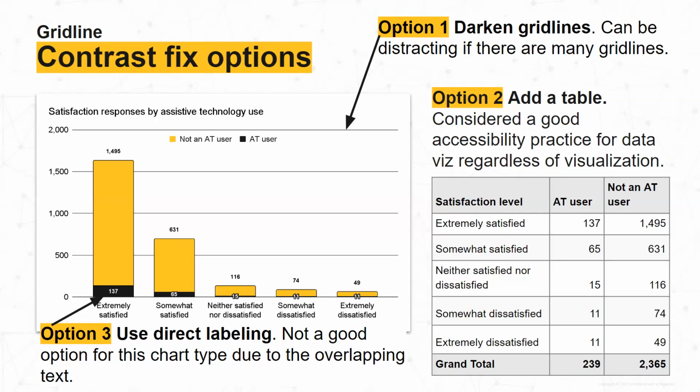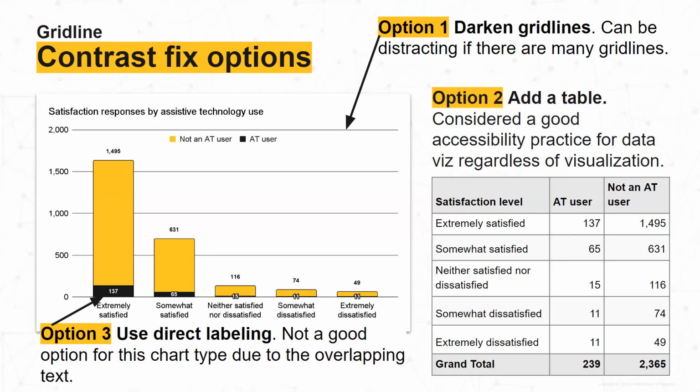So option two is to add a data table, and this is actually considered good accessibility practice for data viz regardless of your visualization. Really what you're trying to do here with the contrast is give people a way of understanding what these numbers mean beyond just the grid line. So if our grid lines are really light, we don't have any direct labeling, and we don't have a data table, we don't have a way for people to know what values this means if they, for example, have low vision or if they're sitting outside.